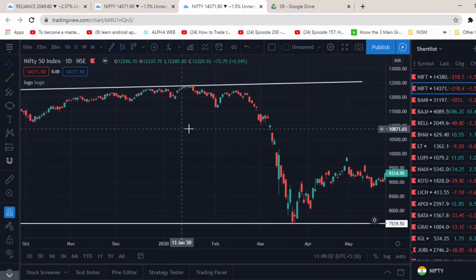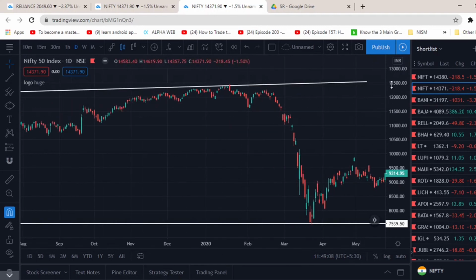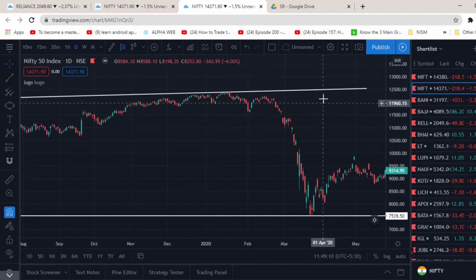And how do we get the target? You can draw Fibonacci to identify the targets. So this is the trend line and resistance before the fall happened due to the corona.